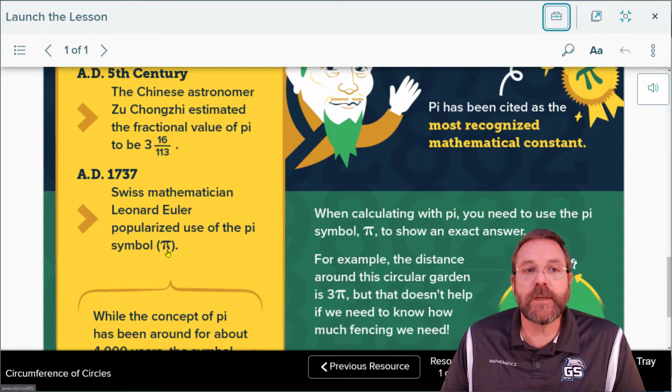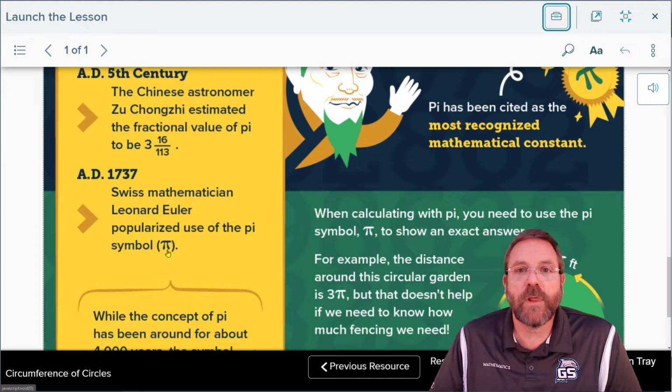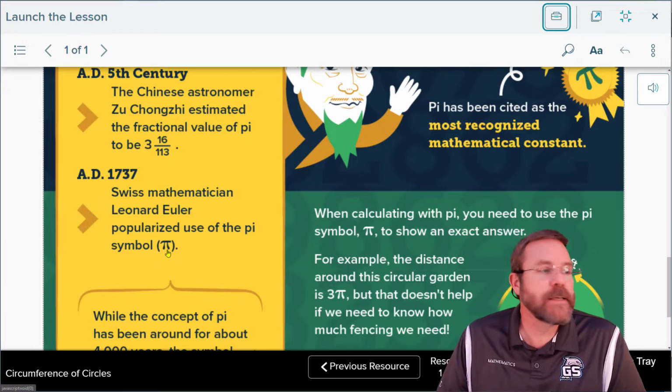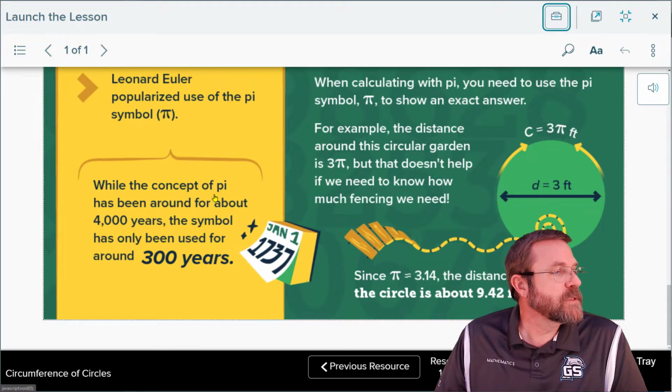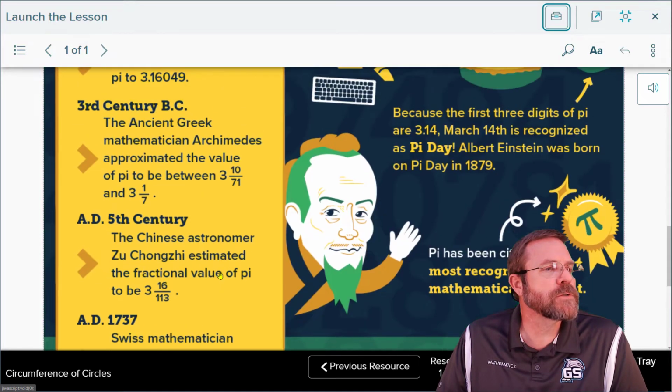So you would think the dead Greek guys made use of that symbol since it's their language, but no, in fact it is not the Greeks who named it pi. It was Leonhard Euler. While the first concept of pi has been around for 4,000 years, the symbol itself has only been around for 300 years.